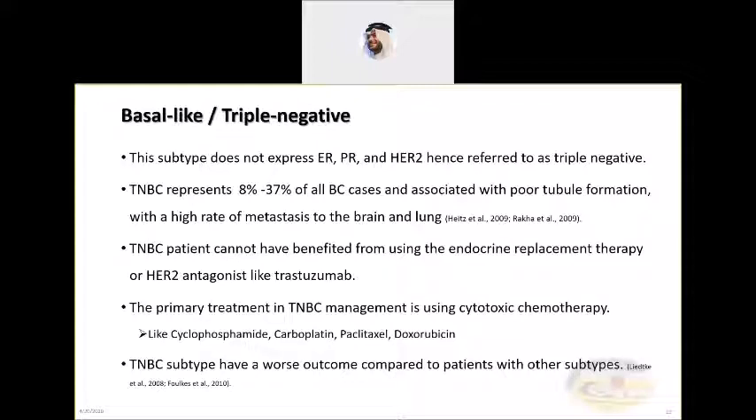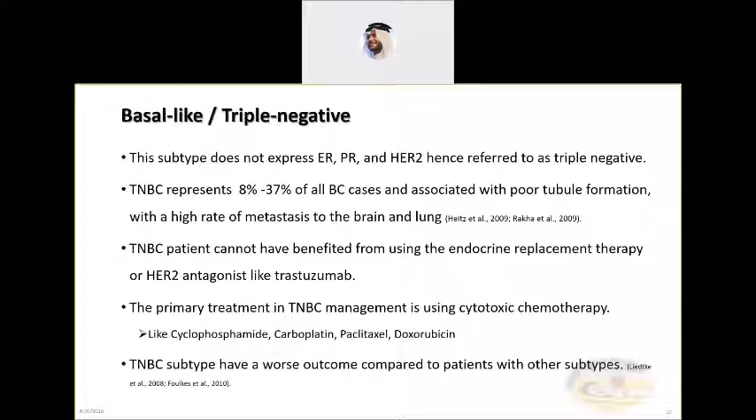The last subtype is the basal-like subtype or triple-negative subtype, and this subtype does not express estrogen, progesterone, or HER2, and hence is referred to as triple-negative. This type of breast cancer represents from 8 to 37% of the cases, and this wide range is because there is wide variation in the literature and from country to country. It is also associated with poor tumor formation and a high rate of metastasis to the brain and the lung.